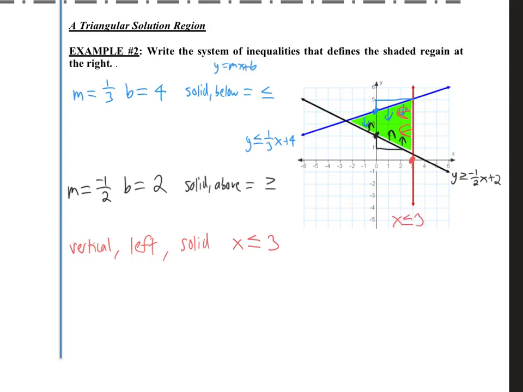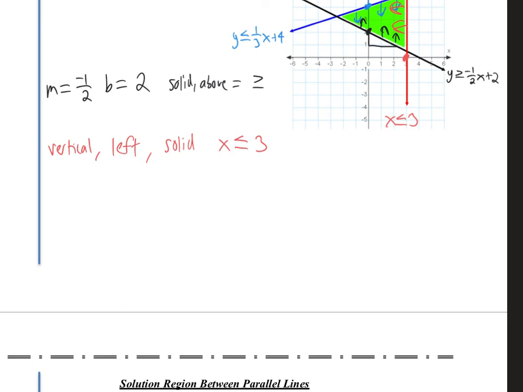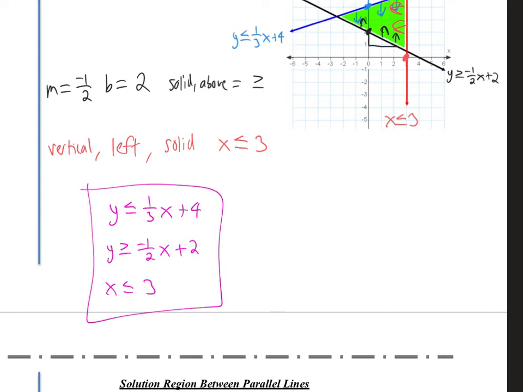So our answer is going to be, let's write this out. We have y is less than or equal to 1/3 x plus 4. And we have y is greater than or equal to -1/2 x plus 2. And x is less than or equal to 3. This is our final answer. This is our system of equations. That was a little goofy. Let me see if that fixed it here. And there's our answer.